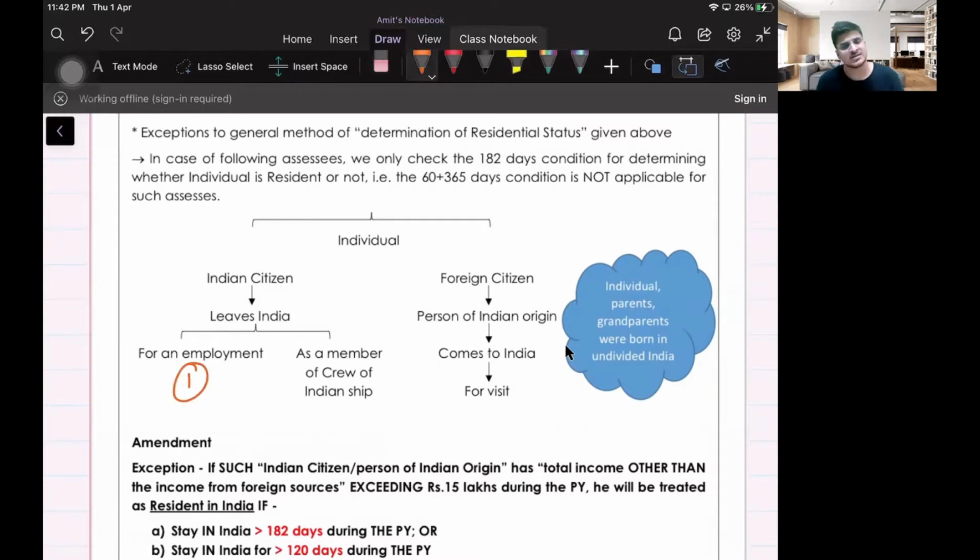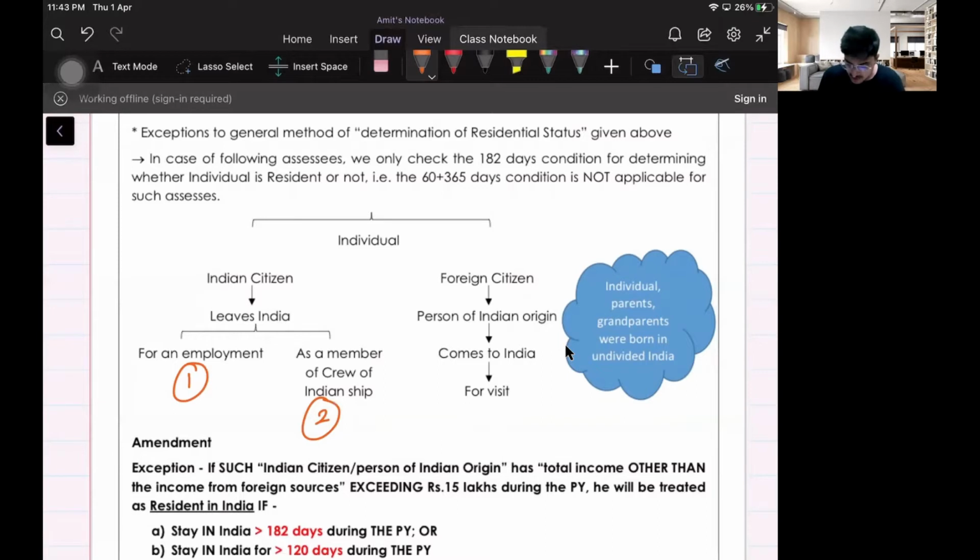Your second category is: you are an Indian citizen who is leaving India as a member of crew of an Indian ship, Indian ship का crew member. In that case, you will fall under the second category, wherein the second basic condition is not at all applicable. You'll have to check only one basic condition of 182 days.